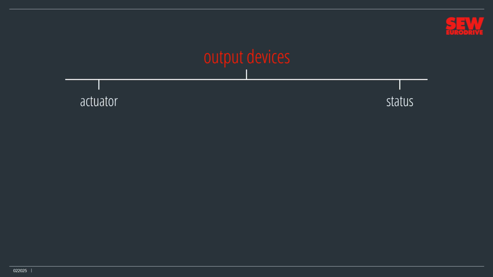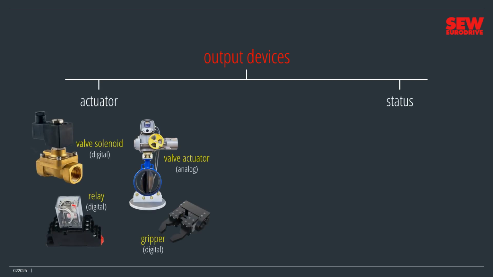It's time for a few output device examples. Common actuators include valve solenoids and relays. When triggered by a digital signal, the valve solenoid opens or closes a valve, while the relay opens or closes an electrical circuit. The gripper snaps open or closed in response to a digital signal.